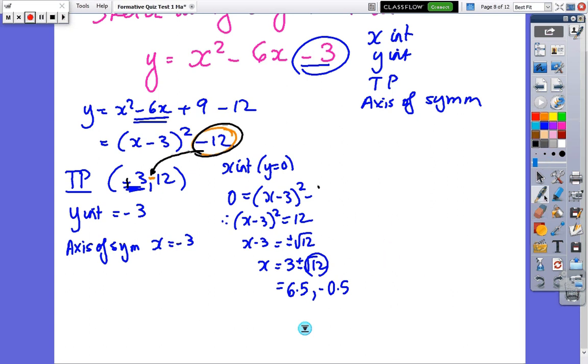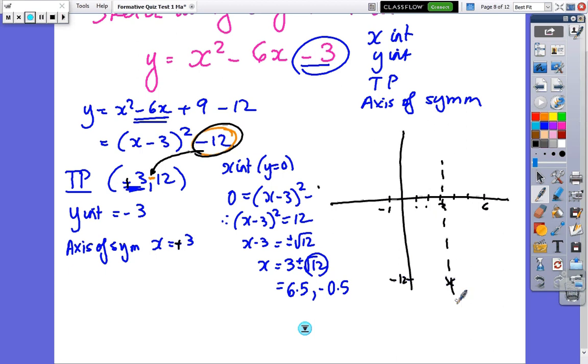And okay, bad mistake. 1, 2, 3, 4, 5, 6, minus 1. So that should be plus 3. So 3, and it's minus 12. 1, 2, 3. Okay, so there's a turning point. Axis of symmetry is plus 3. Okay, and 6.5. Okay, get some colours. 6.5 and minus 0.5. Turning point. Y-intercept was minus 3. That was pretty bad, wasn't it?